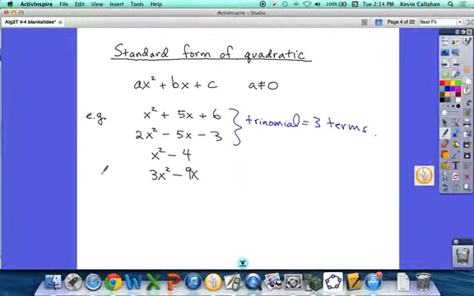What does EG stand for? For example. For example, EG.